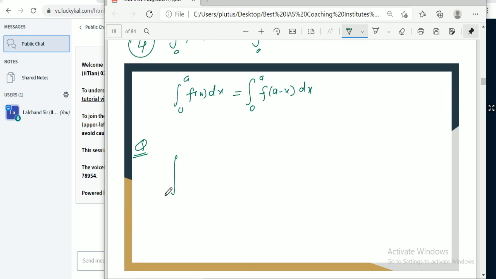So the first question is the integral from pi by 6 to pi by 3 of under root sin x divided by under root sin x plus under root cos x into dx. This is a very simple question based on this property. Try to solve this question.